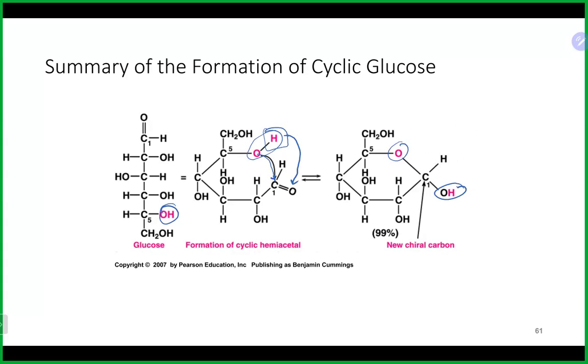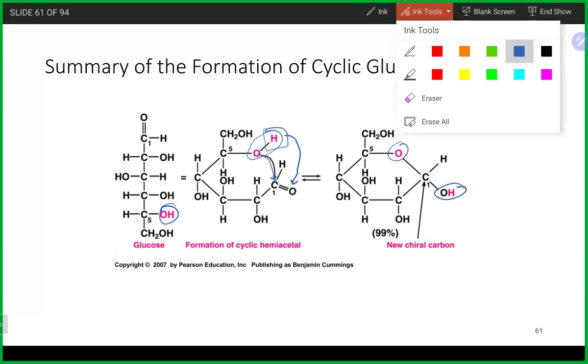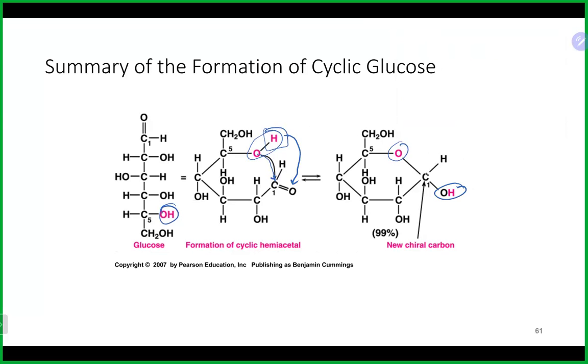And if you remember, a hemiacetal is a carbon that has pretty much these components. It is a carbon that has directly attached to it an OH group, an oxygen-carbon group, and a hydrogen. So that is basically your hemiacetal, sometimes referred to here as a cyclic hemiacetal because obviously it's in a ring type structure.